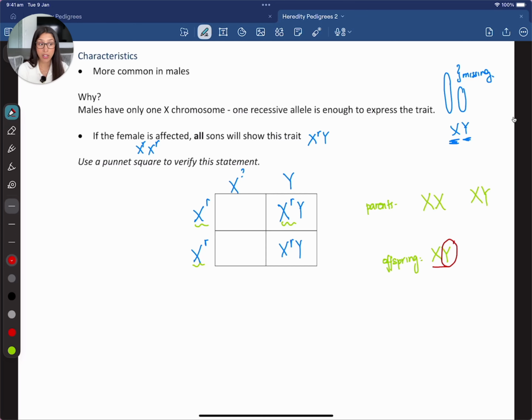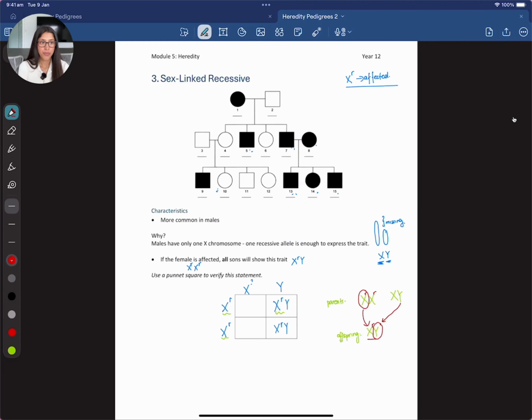Now, if you have a male offspring, they will always inherit the Y chromosome from the father. So that leaves them being able to inherit the X chromosome just from the mother. Now, if you imagine both of the mother's X chromosomes are carrying an affected recessive allele, that means there is a 100% chance that that offspring is also going to carry that little r allele. So here's a summary of what we just worked on.